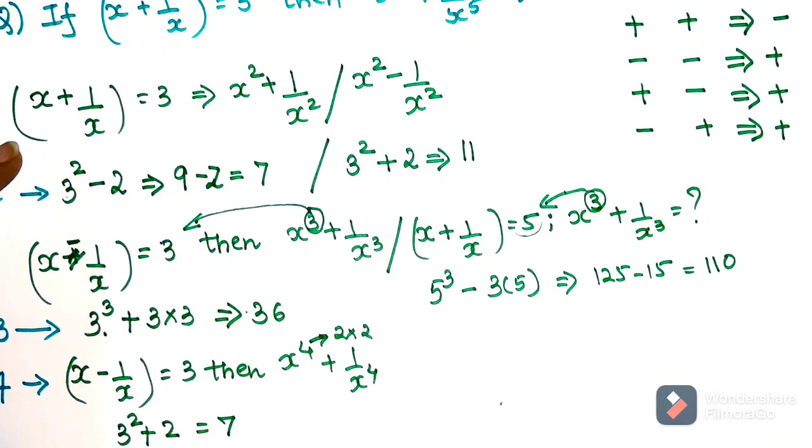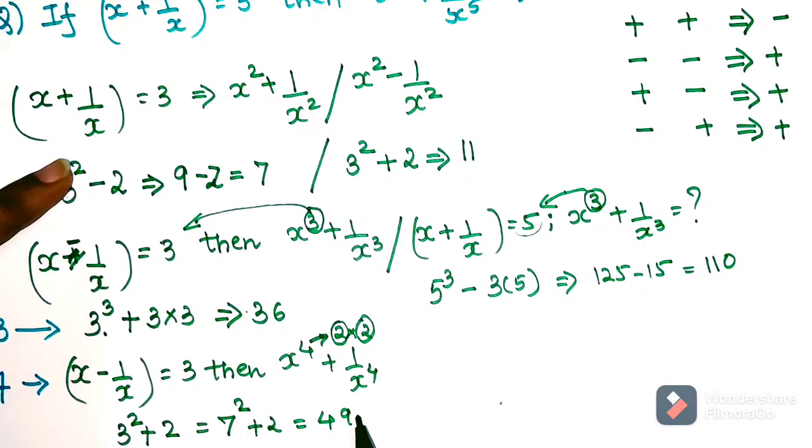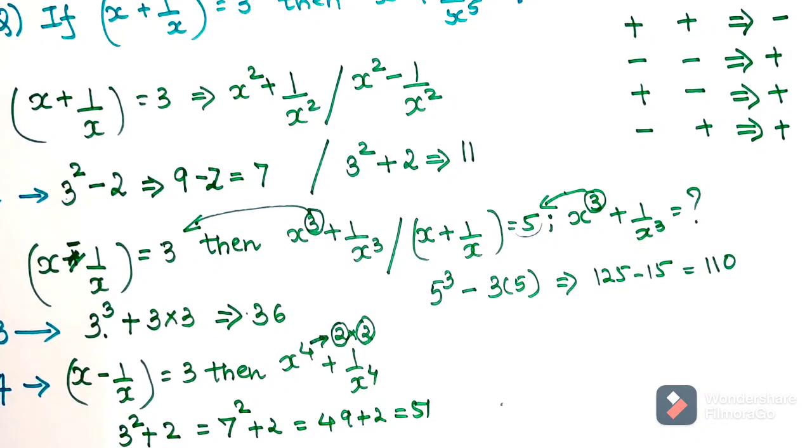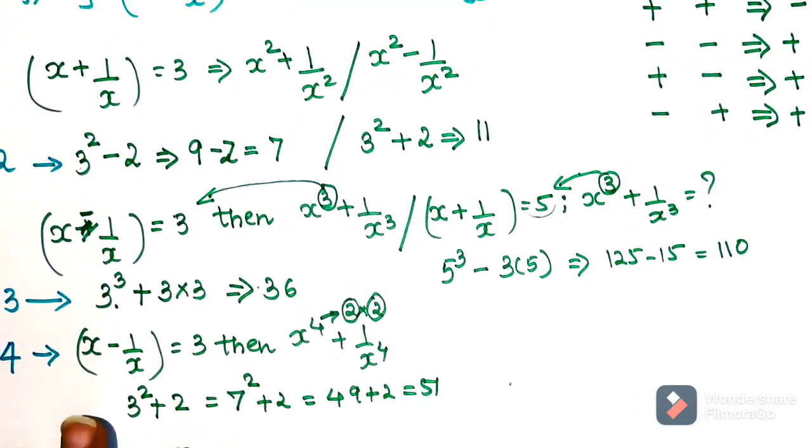But this is the trick for only one 2. Then what should we do? The next trick for the next 2? We're going to use the same trick. So we're going to do 7 square plus 2, that is 49 plus 2, which is going to get you 51. Understood? So you understood how easy this entire question became.